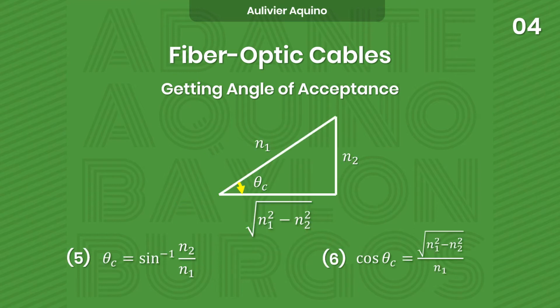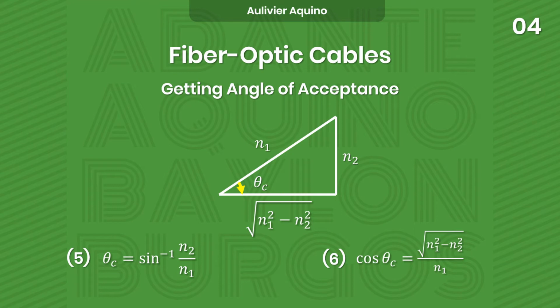The critical angle can be computed using equation 5. Theta c is equal to inverse sine of n2 over n1. We can then construct a right triangle. Sine of an angle is the ratio of the opposite side over the hypotenuse. The opposite side is n2 and the hypotenuse is n1. The adjacent side is derived using the Pythagorean theorem. Cosine of the critical angle can then be taken from the triangle. The formula for cosine theta c is shown in equation 6.